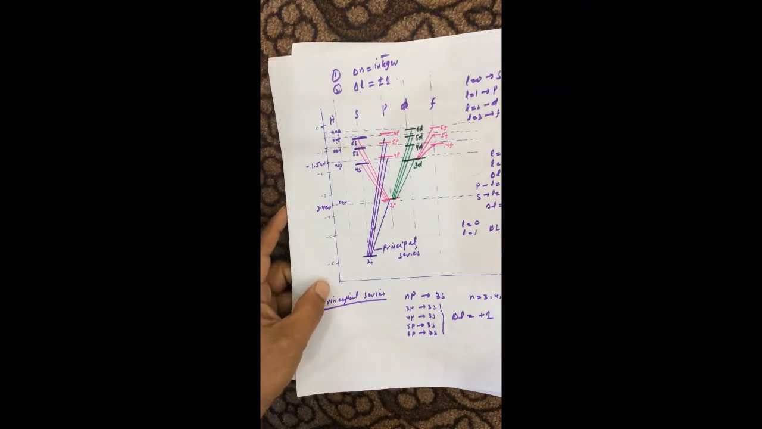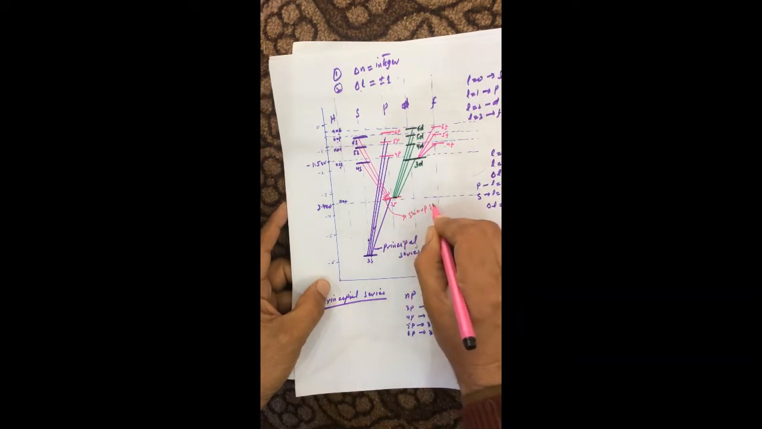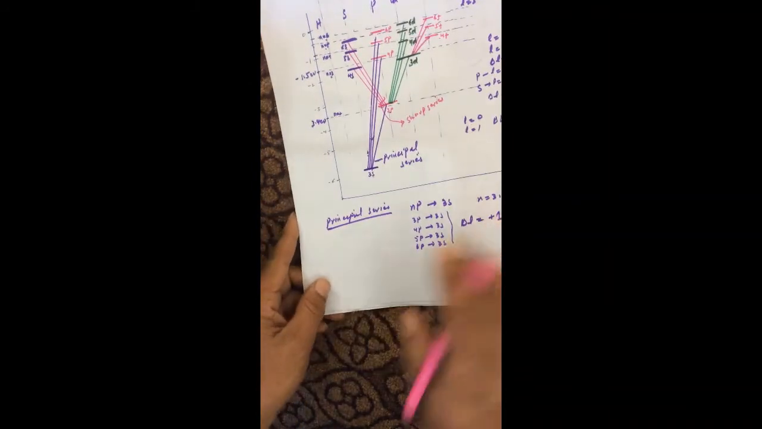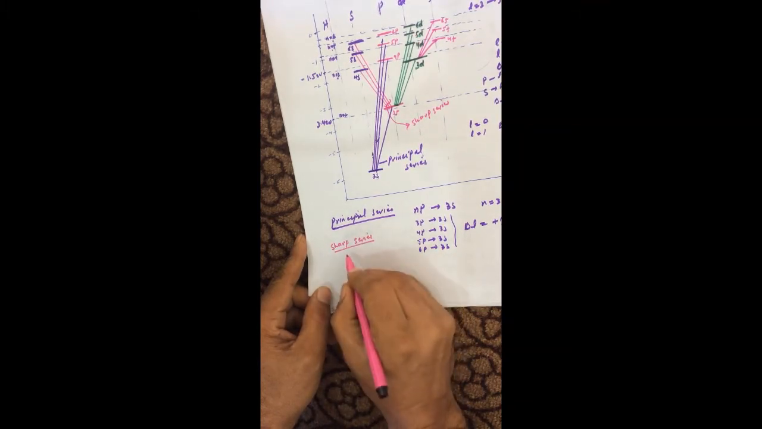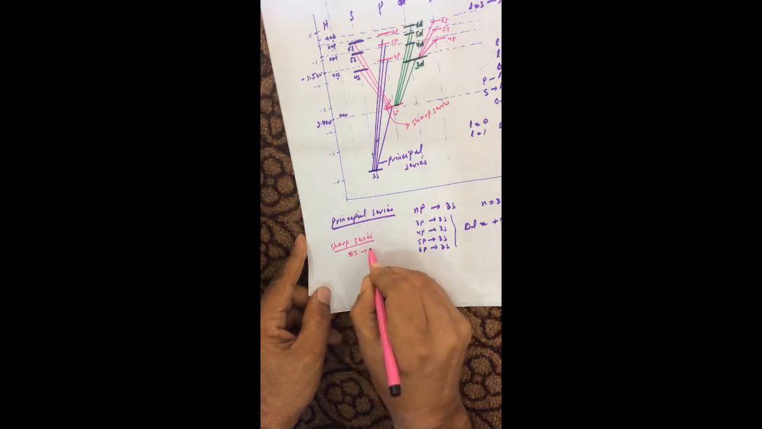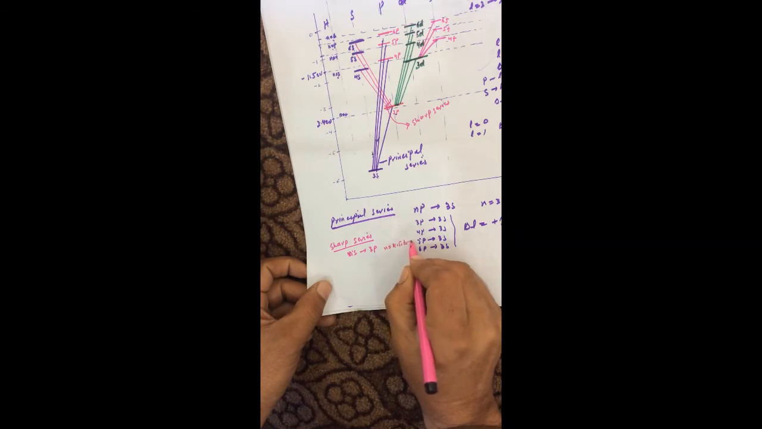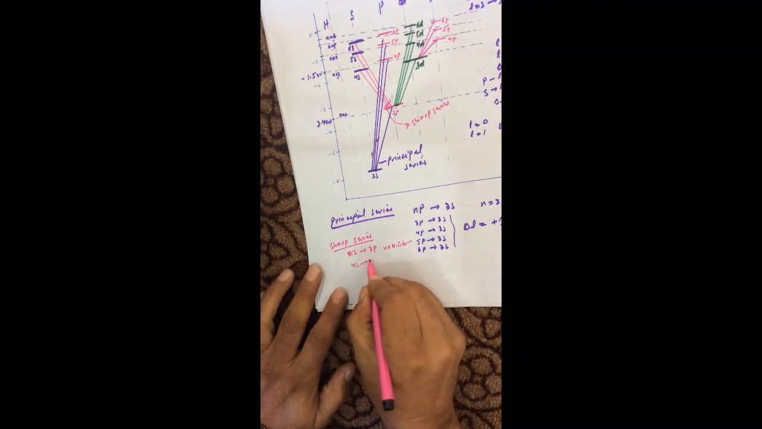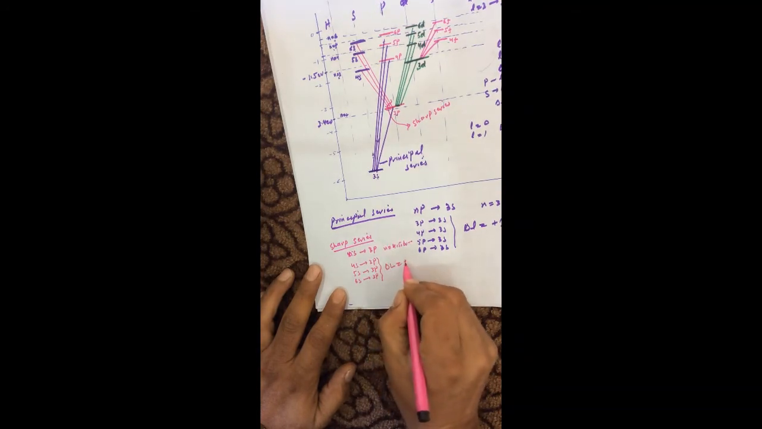This whole series, I represent by the same color. This whole series is called the sharp series. The sharp series comes from the transition from ns to 3p, where n is equal to 4, 5, 6, and so on. Like we have a transition from 4s to 3p, a transition from 5s to 3p, a transition from 6s to 3p, and so on. And for all these transitions, the delta L value is always plus 1.